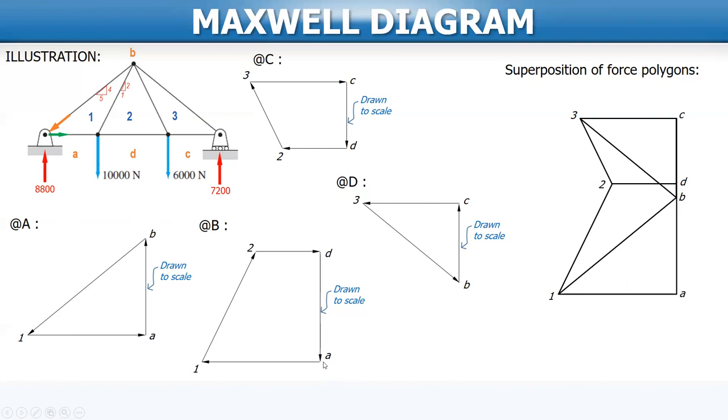So, consistent with tension. And then 1-2, going up to the right, that's tension. And then 2D, going to the right, tension also. And then at C, 2D going to the left, tension. 2-3, going up to the left, that's tension. And then 3C, going to the right, that's tension. And then at D, C3 going to the left, that's tension, and then 3B going down to the right, that's compression. So, that is how to determine the nature of the force members.